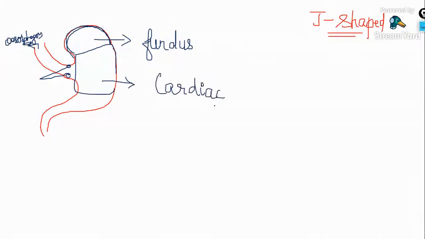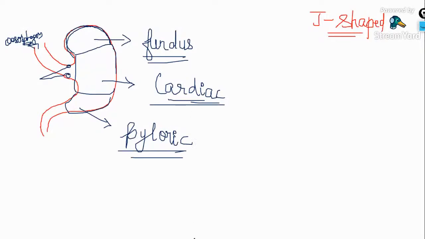The stomach has a dome-shaped portion, like a dome. You will call this the fundus. Then this large portion, you will call the cardiac portion. And the last, posterior portion of the stomach, you will call the pyloric portion. These are the three main parts of the stomach.